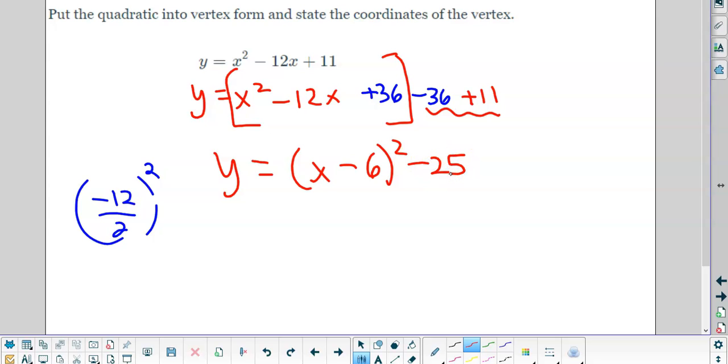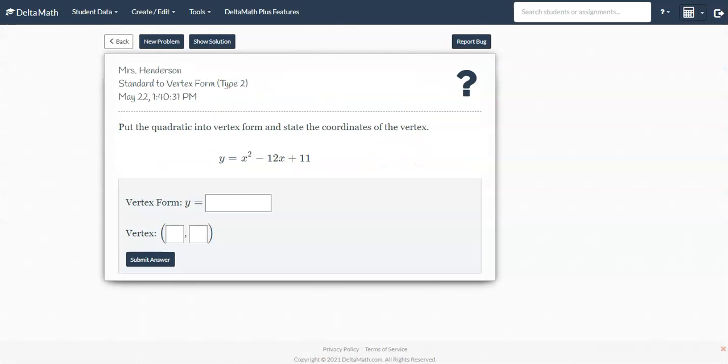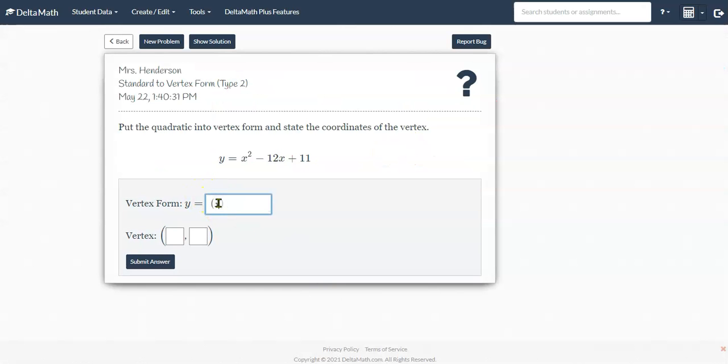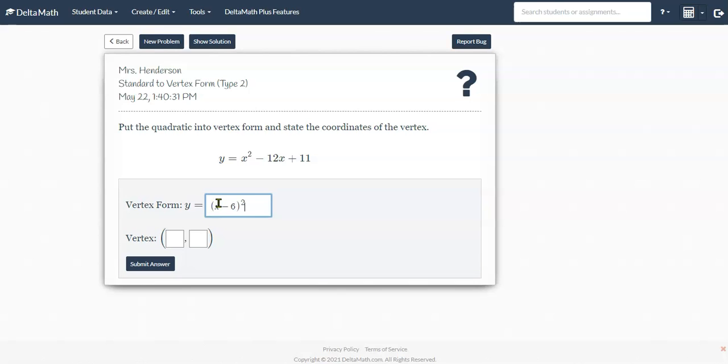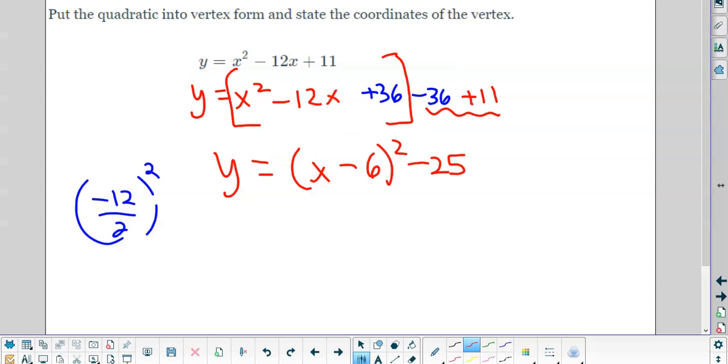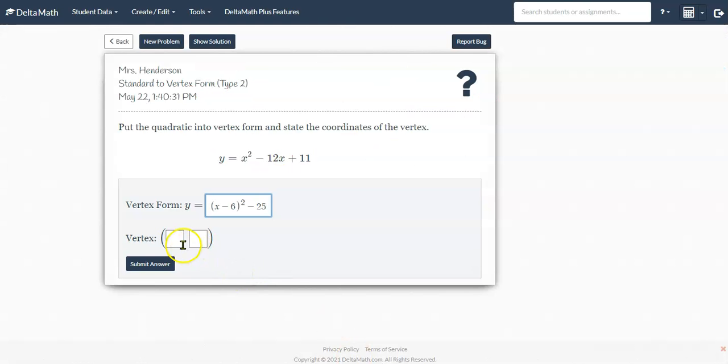All right, so there's our equation: x minus 6 in parentheses squared minus 25. Right, was that minus 25? Yeah. And then the vertex is the opposite of the inside number, so that's going to be plus 6, and the same as the outside number, and that's going to be minus 25.